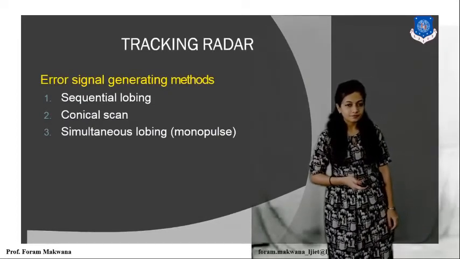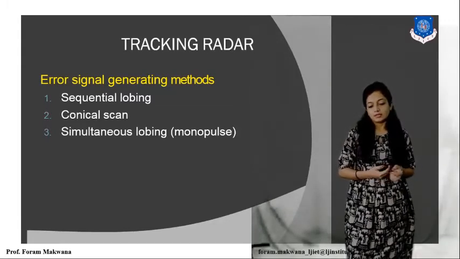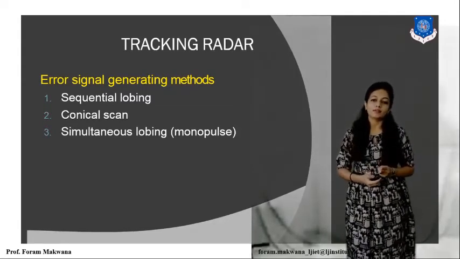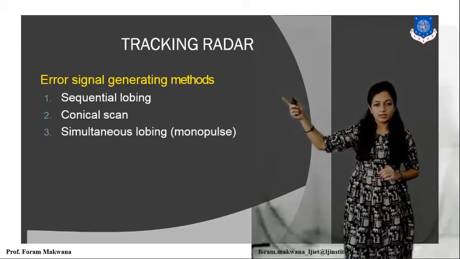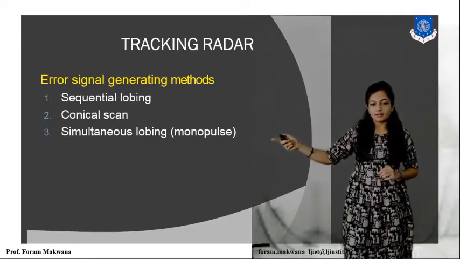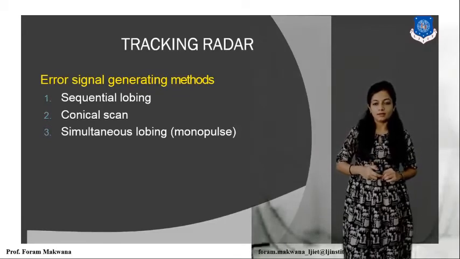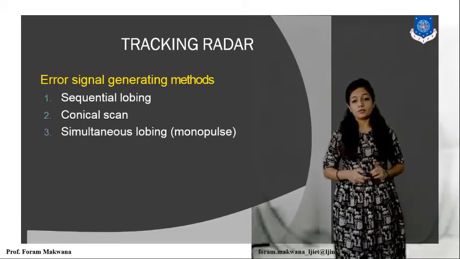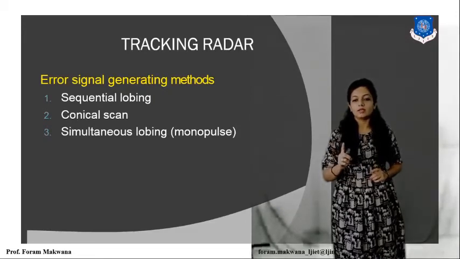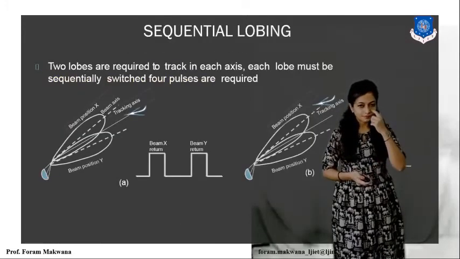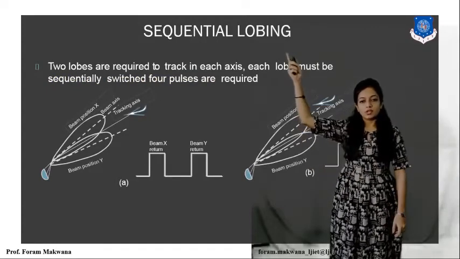Now, tracking radar has three different methods. The first one is sequential lobing, then conical scanning, and the simultaneous lobing, that is monopulse tracking. Monopulse means single pulse. We are going to transmit only a single pulse. Now first of all we are going to focus on sequential lobing.